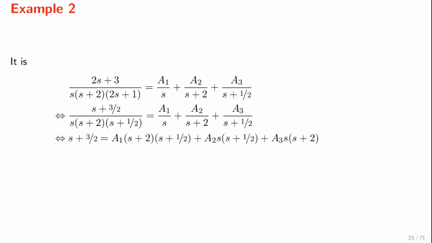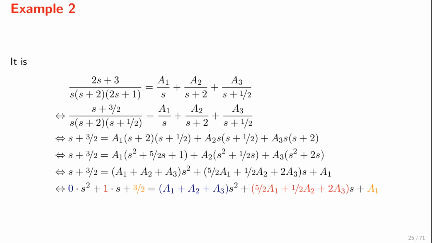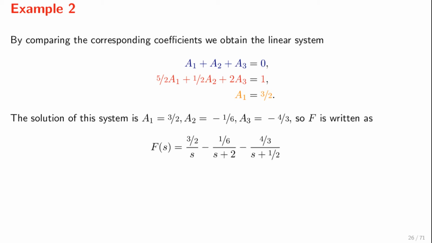A simple thing we can do here is to divide both parts of the left-hand side fraction by 2. Then we proceed as before. We have polynomials on both sides of the equation, and we compare the corresponding coefficients. This leads to a linear system of equations with variables a1, a2 and a3. We solve this system to obtain a1, a2 and a3, and we plug them into the partial fractions expansion of f. It is now easy to determine the inverse Laplace transform of f.